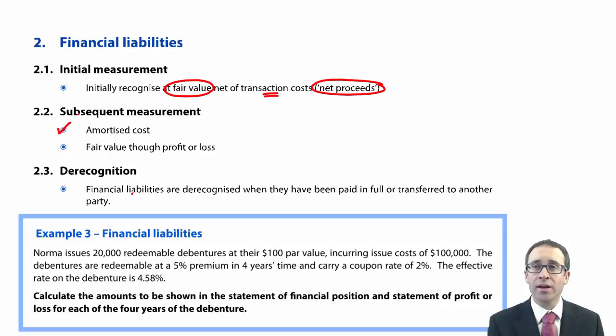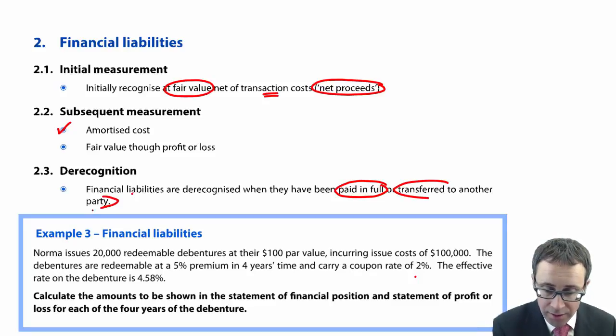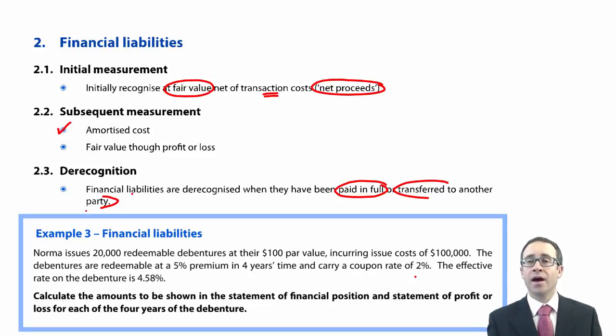In terms of derecognition, you remove the financial liability when it has been paid in full or when it is transferred to another party. Maybe you've paid somebody else to take that liability off you, and they will in turn pay off that debt. But again, we're not too worried about that. We're more concerned about when you've paid off that debt in full.